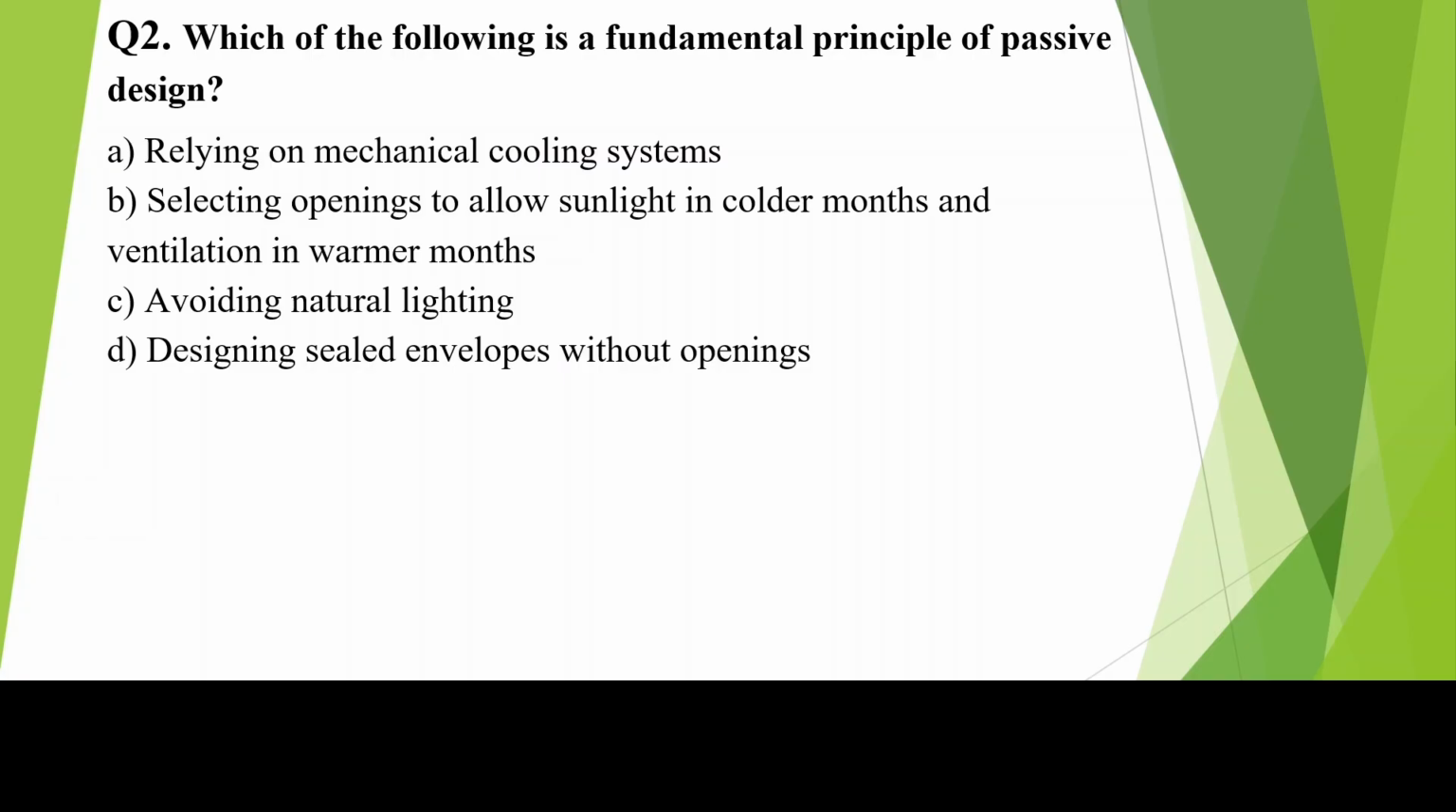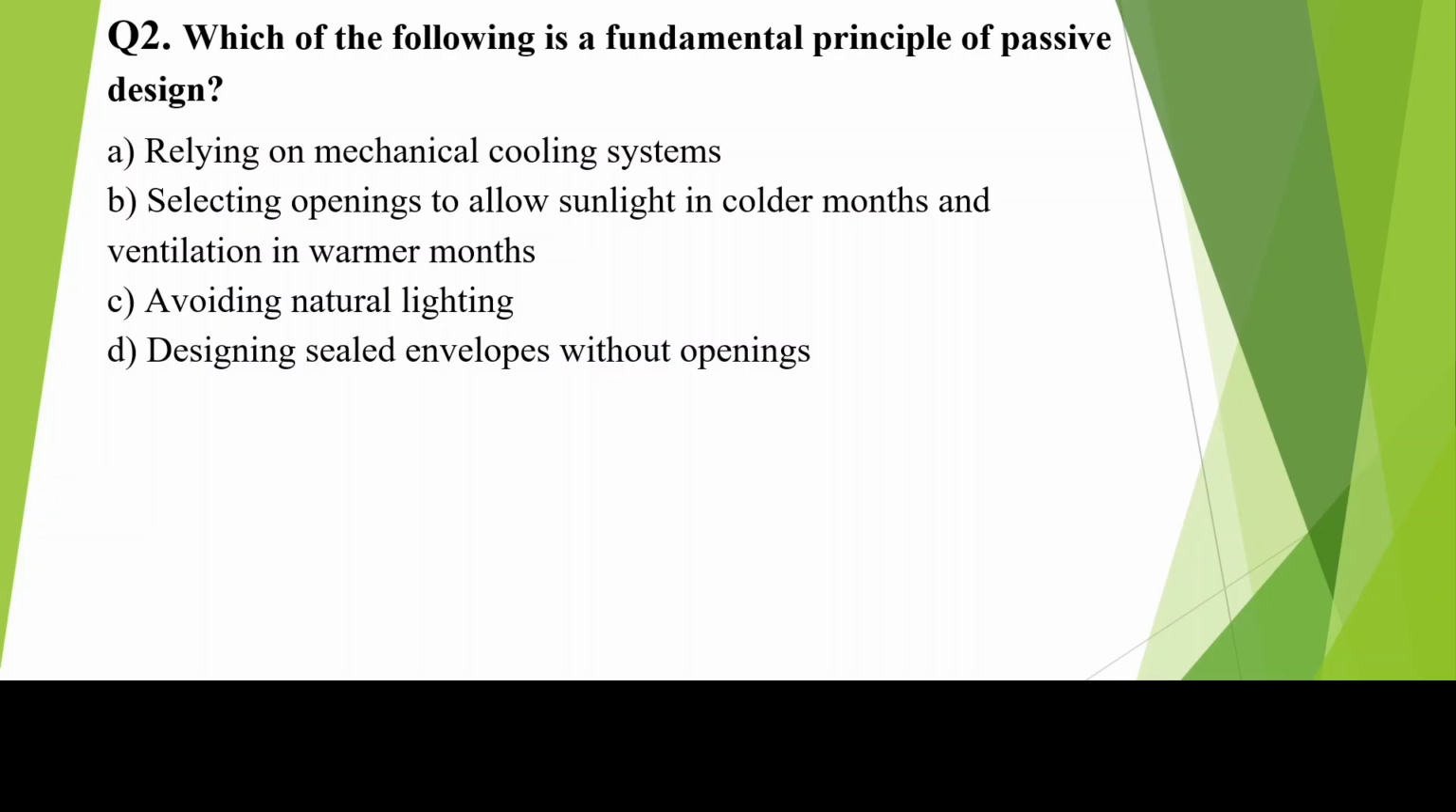Relying on mechanical cooling systems? No, because passive systems don't rely on mechanical cooling systems, so option A gets eliminated. Selecting openings to allow sunlight in colder months and ventilation in warmer months. So option B can be the correct answer, but let's look at the other options as well.